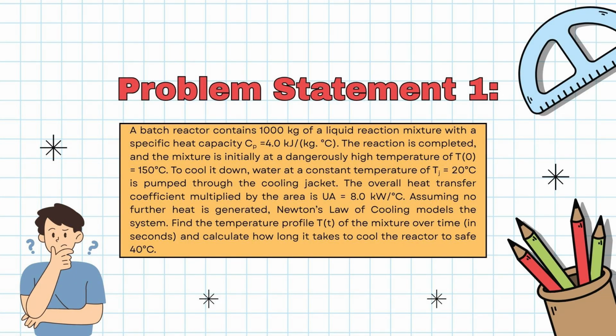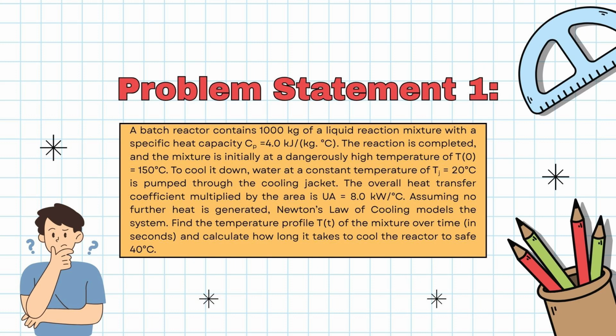For problem statement 1, a batch reactor contains 1000 kg of a liquid reaction mixture with a specific heat capacity equal to 4 kJ per kilogram degree Celsius. The reaction is completed and the mixture is initially at a dangerously high temperature; at 0 seconds, the temperature is 150 degrees Celsius. To cool it down, water at a constant temperature of 20 degrees Celsius is pumped through the cooling jacket. The overall heat transfer coefficient multiplied by the area is equal to 8 kilowatt per degree Celsius.